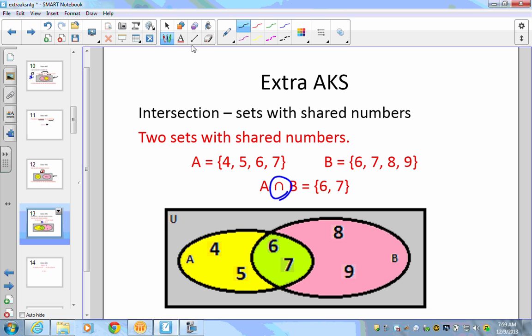All right. The next symbol you need to pay attention to, which I already have circled in blue here, is basically an upside-down U, and it's an intersection. An intersection is when sets have shared numbers. Once again, go to my visual here. Notice that in set A, we have 4, 5, 6, and 7, and in set B, we have 6, 7, 8, 9. 6 and 7 are present in both sets. So you would say what is shared between sets A and B is 6 and 7, because those are the two elements that are in both sets.